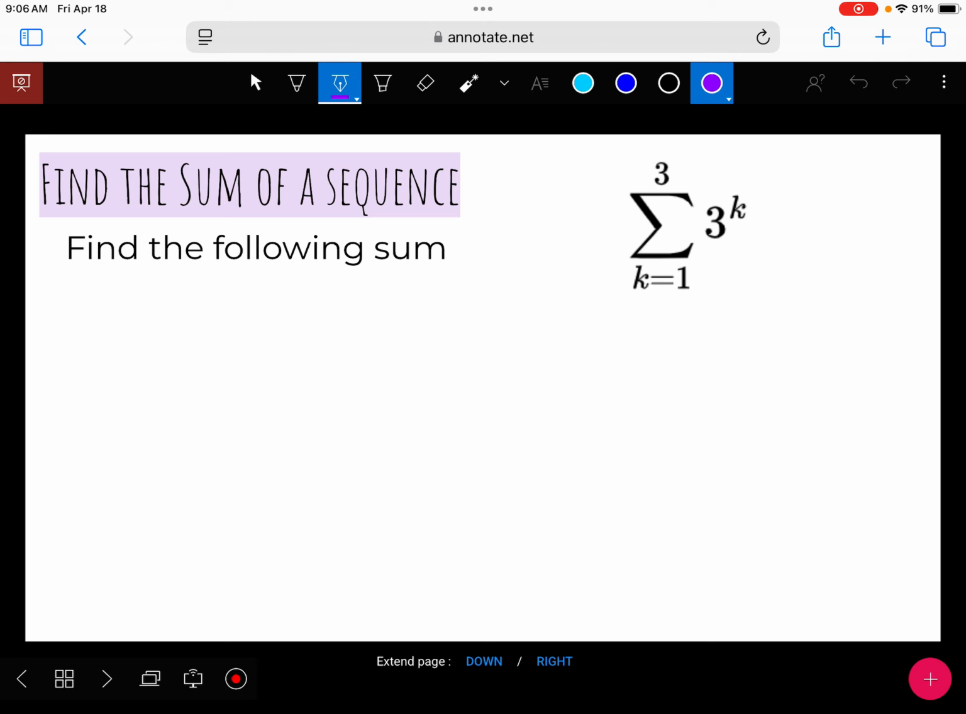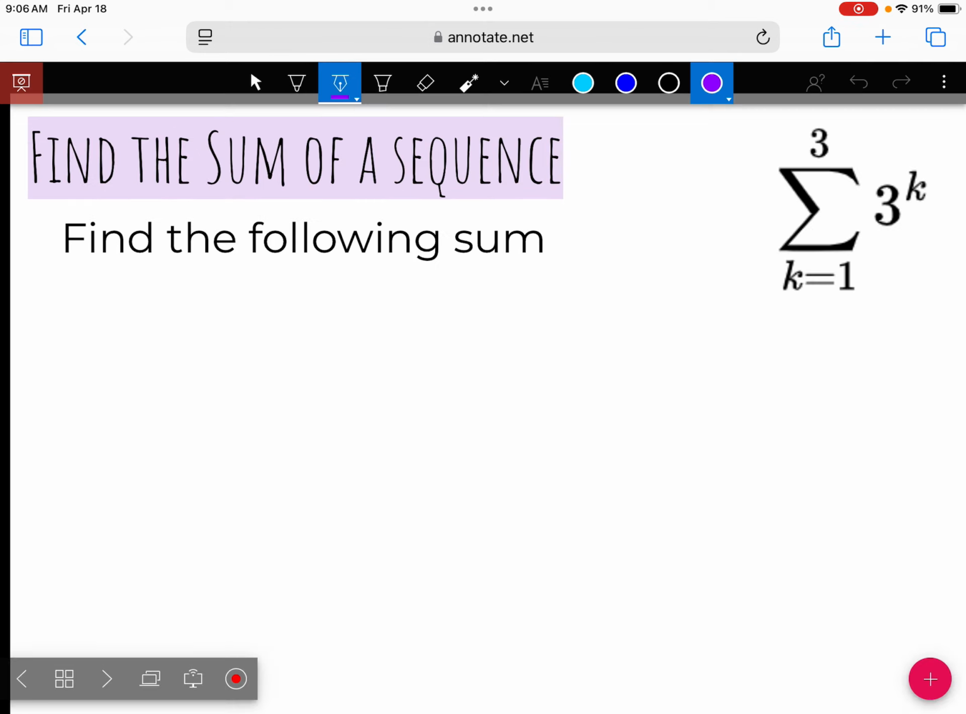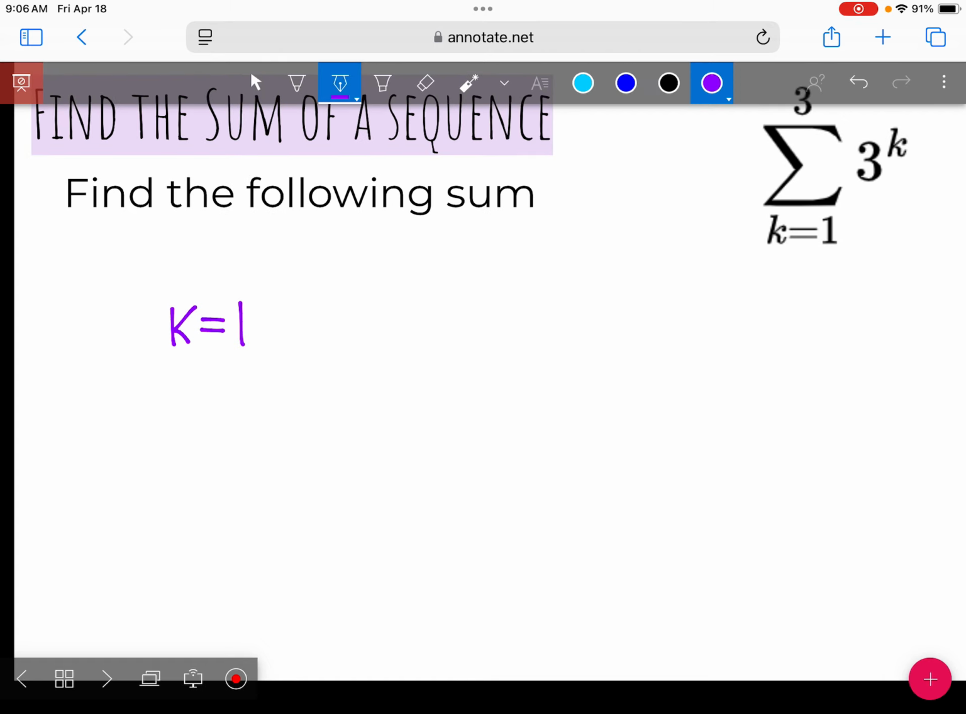So let's take a look at this. This is very much what we did yesterday. How are we going to start this? Let's start with when k equals 1. What is our value when k equals 1? 3. Because it's 3 to the first, which is 3.